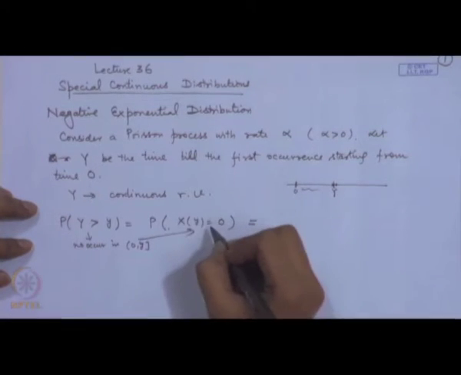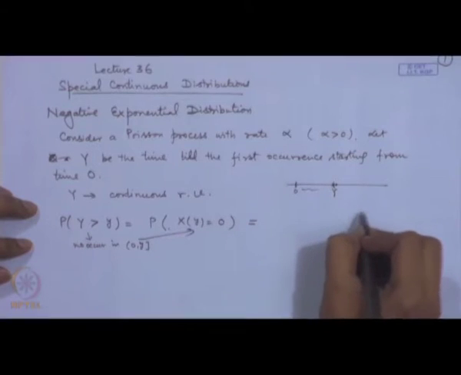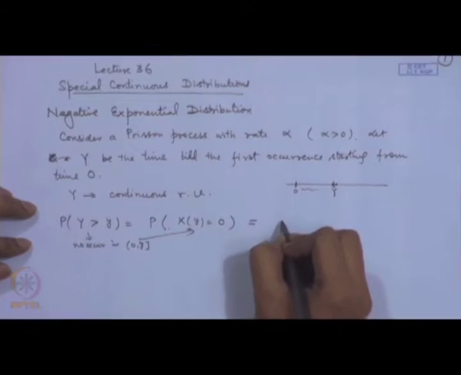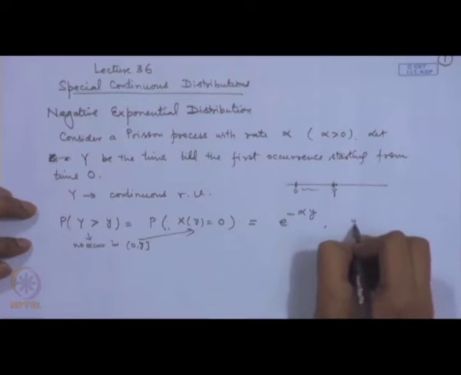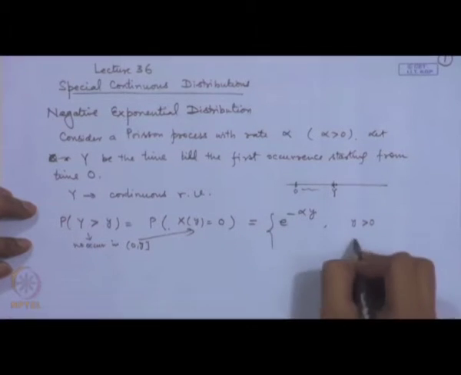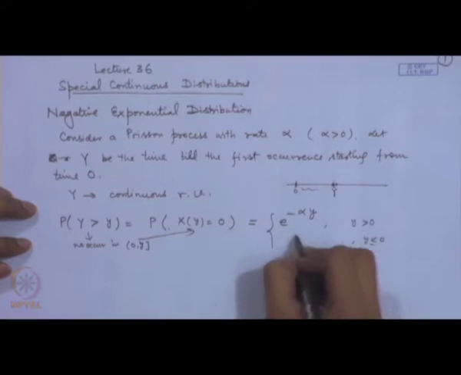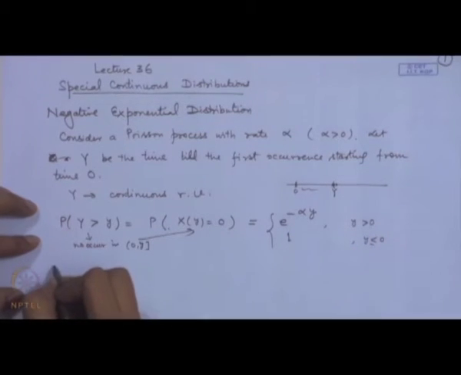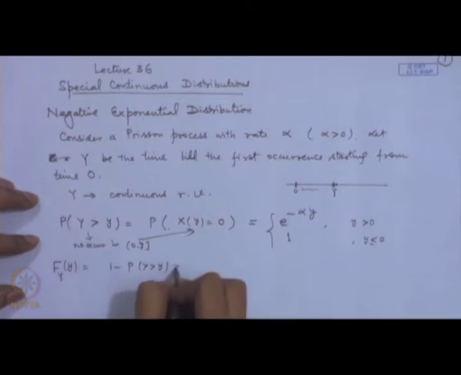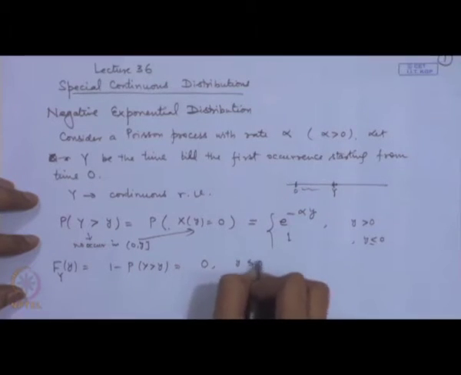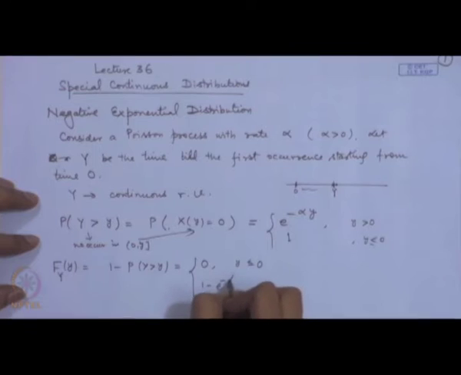Now, what is the distribution of X_y? That is the Poisson distribution with parameter alpha y. So, this becomes e to the power minus alpha y. Of course, this is for y greater than 0. If y is less than 0, then this will be equal to 1. So, if we consider the cumulative distribution function of y, that is 1 minus the probability of y greater than small y, then it is equal to 0 for y less than or equal to 0. It is equal to 1 minus e to the power minus alpha y for y greater than 0.